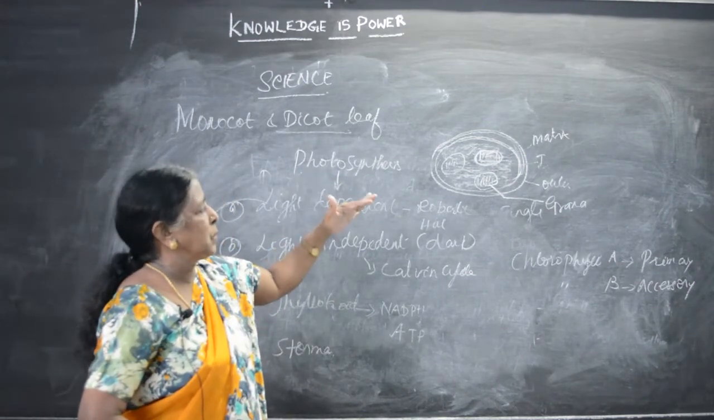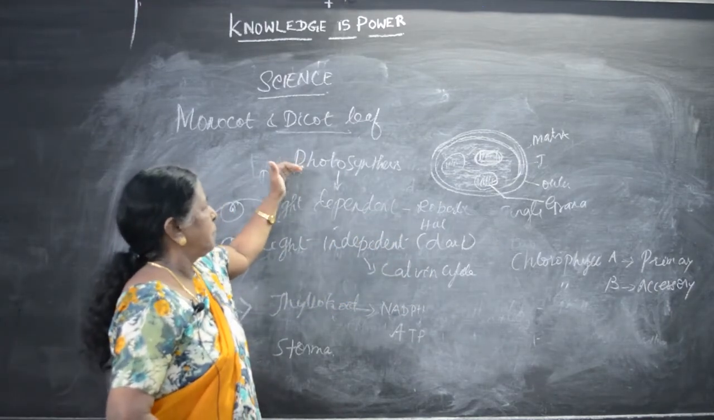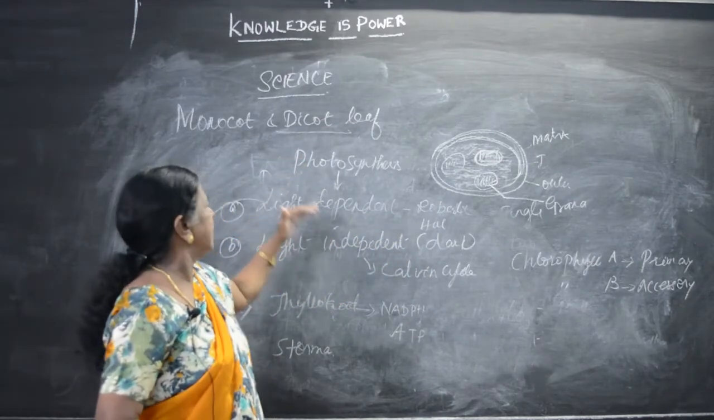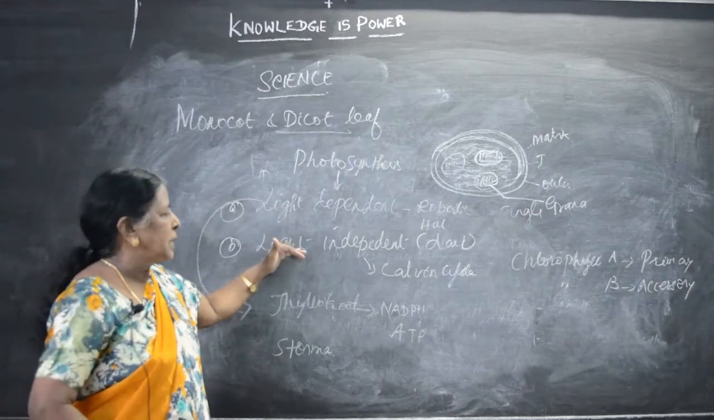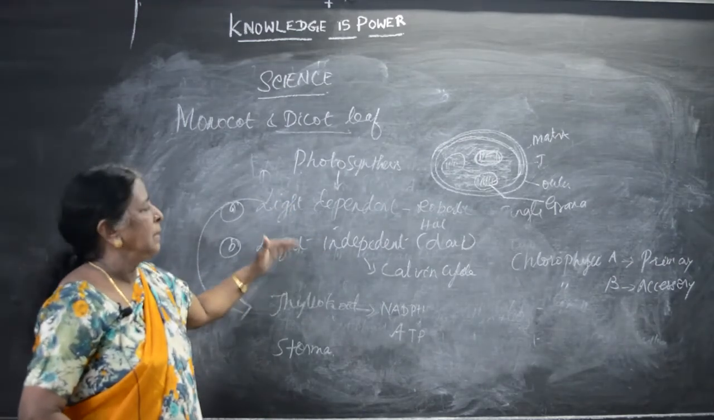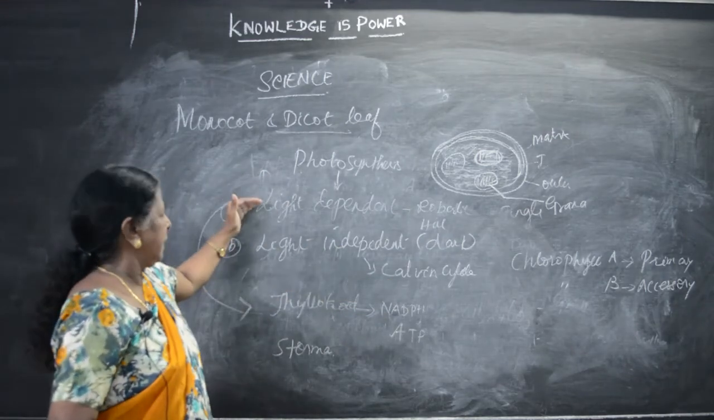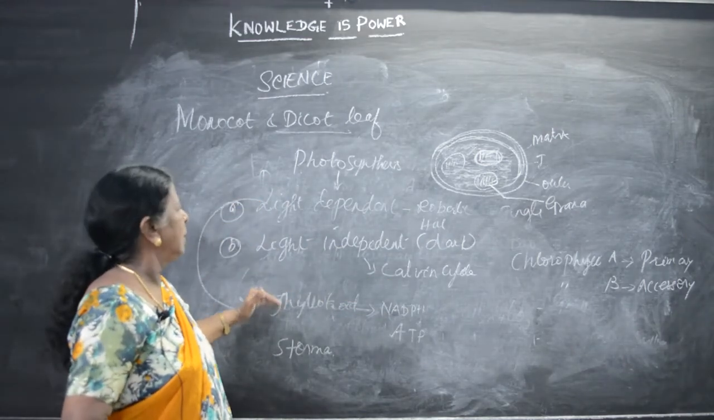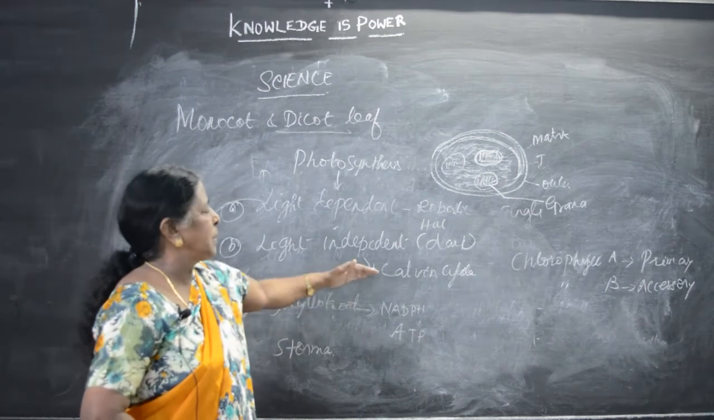So further, the photosynthesis we are writing in the short equation. Photosynthesis may be of two kinds: one is light dependent, the other one is known as what? Light independent reaction. Light independent reaction is otherwise known as the Calvin cycle. Light dependent reaction occurs in the thylakoid. Light independent reaction occurs in the stroma. This is otherwise known as the Calvin cycle.